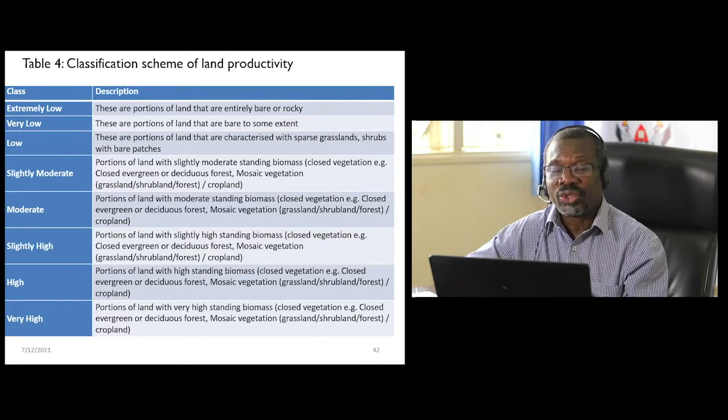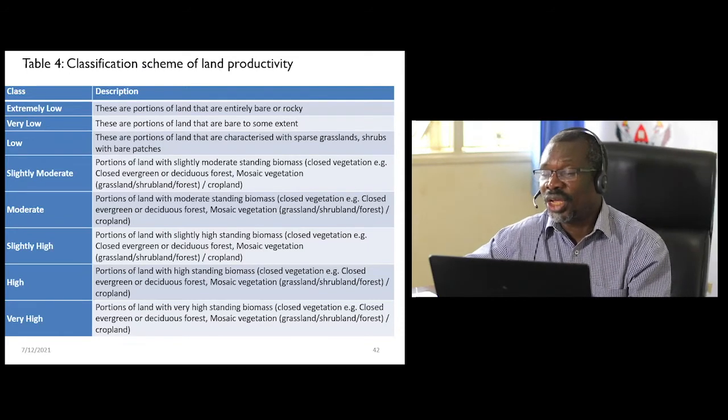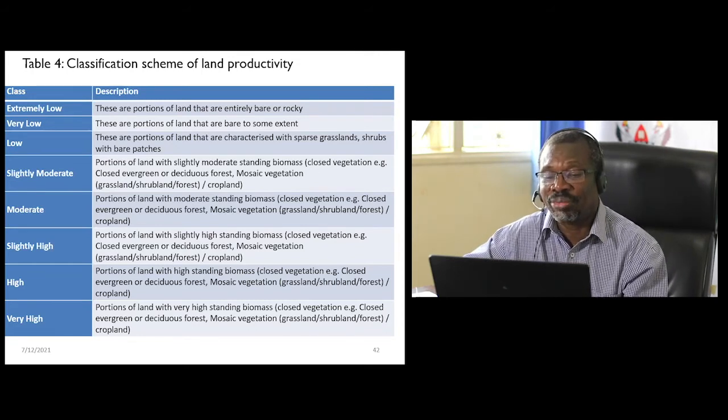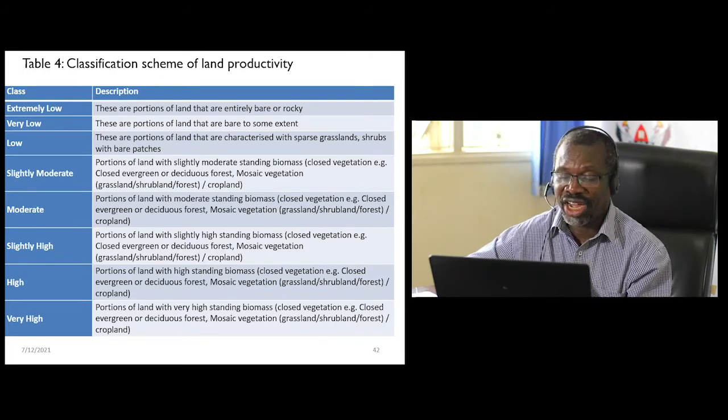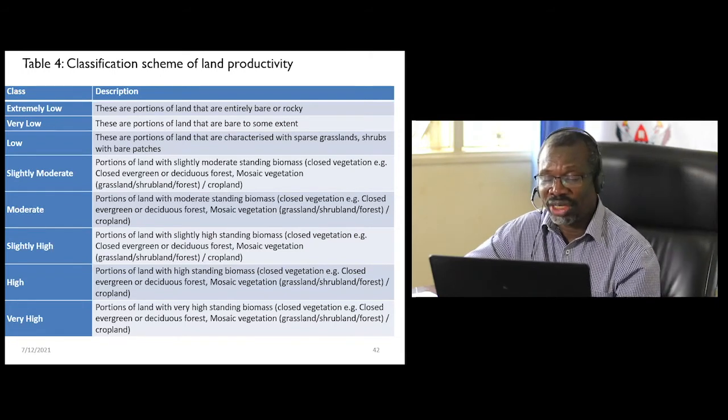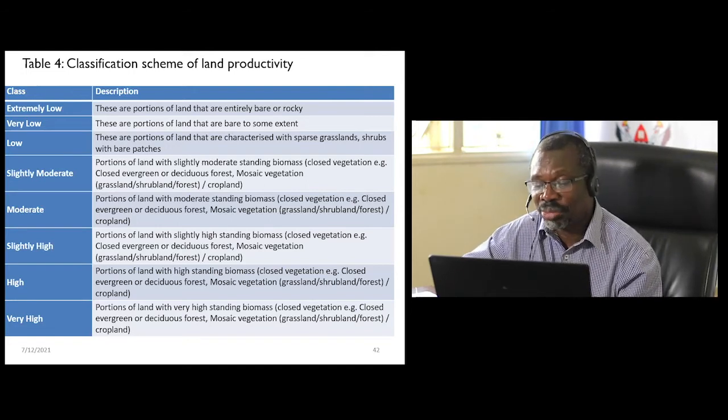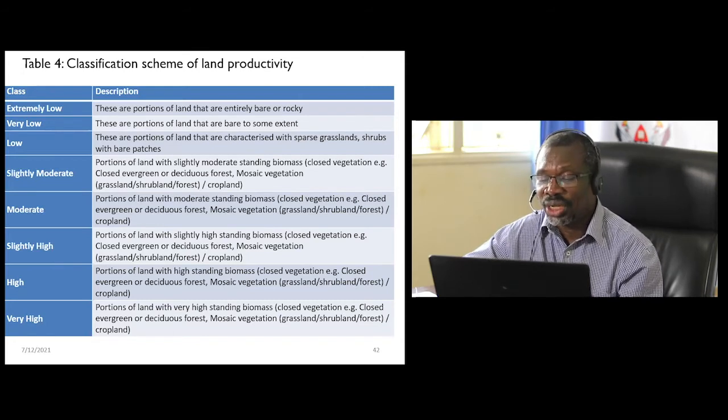So extremely low net productivity for us means these are portions of land that are entirely bare or rocky. And very high, these are portions of land with very high standing biomass, which were closed evergreen or deciduous forest, mosaic vegetation, or grassland or shrubland or forest, or sometimes some kind of cropland with forest.